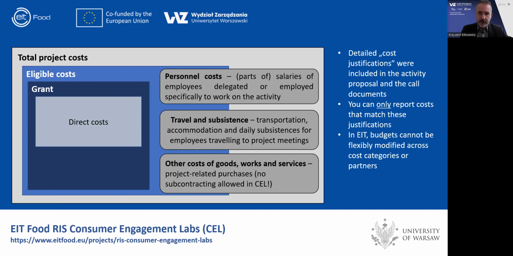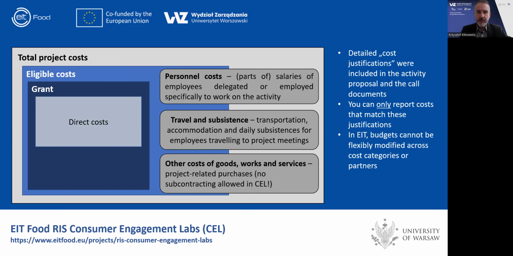Within direct costs, each of you submitted an application that was clearly defining your budget. So part of the direct cost budget covers the cost of personnel, salaries of people who are working for your organization. Part of this is travel budget, transportation, accommodation, daily subsistence. And part of this is the cost of purchases, so officially other cost of goods, works, and services. So those three categories are allowed.